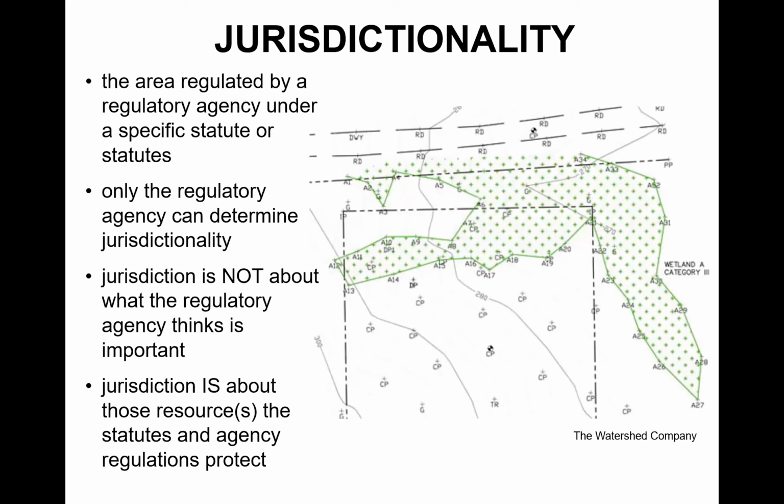Wherever you're looking at the state, federal, or local levels, we have this idea of jurisdictionality. It's that area regulated by a regulatory agency under a specific statute or statutes. And as I mentioned earlier, often wetland science practitioners are called in to identify that resource on the landscape, literally delineating it in the field. Here, this example from the Watershed Company, an environmental consulting firm, shows that in this landscape, there's a wetland located here. And so this becomes critical information at the regulatory level.